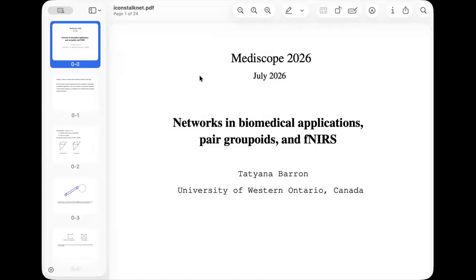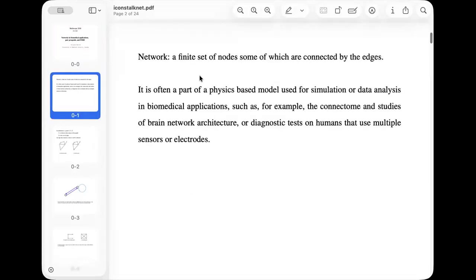My talk is on networks in biomedical applications, where groupoids, and functional near-infrared spectroscopy. A network is a finite set of nodes, some of which are connected by the edges. It is a widely used tool in scientific research, including biomedical applications. Specifically, in neuroscience, networks are important for studying brain network architecture.